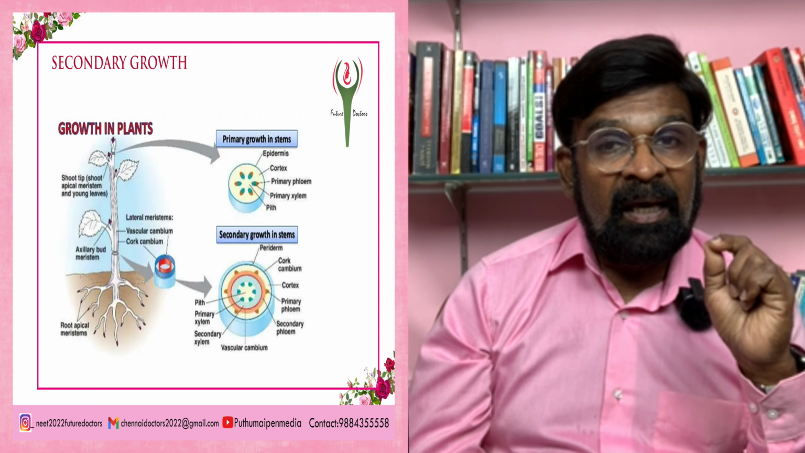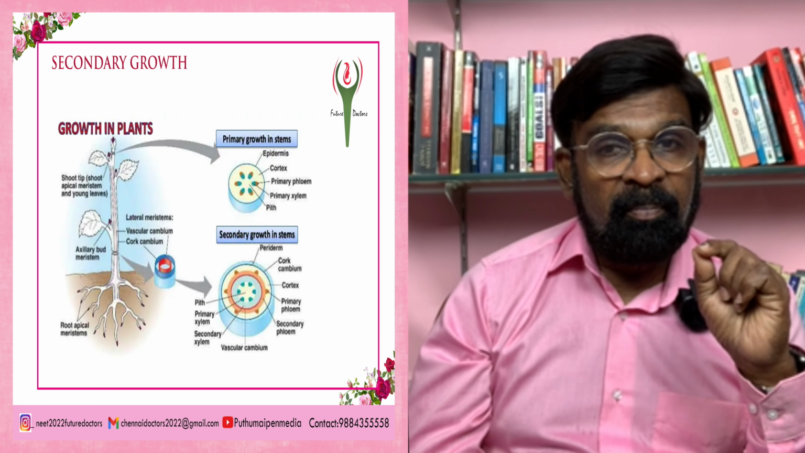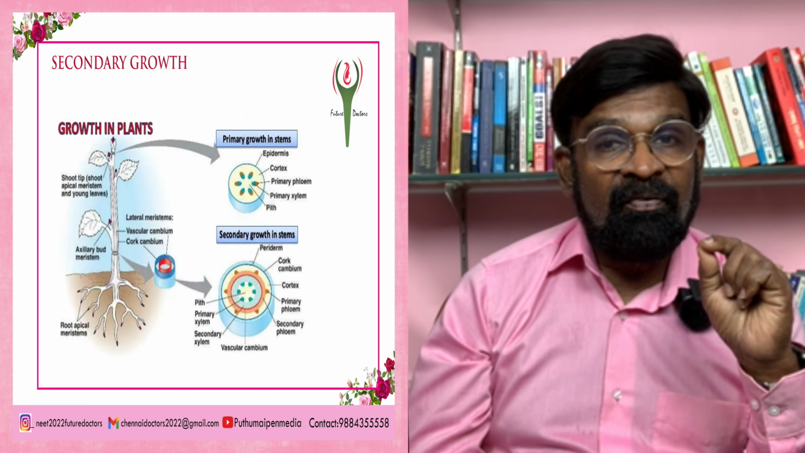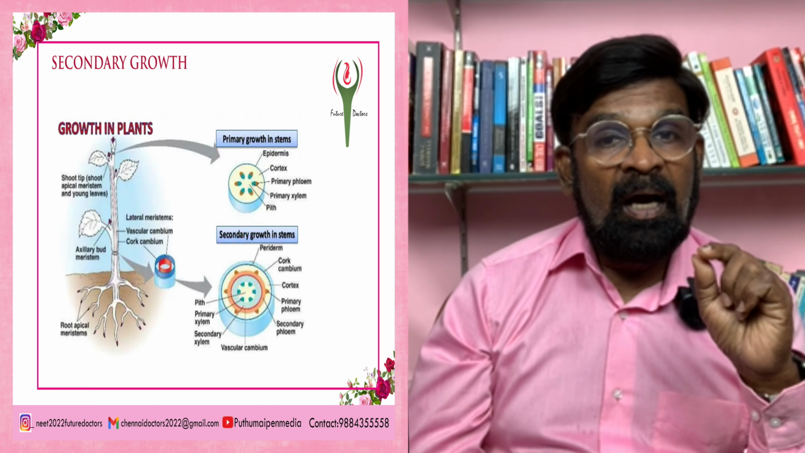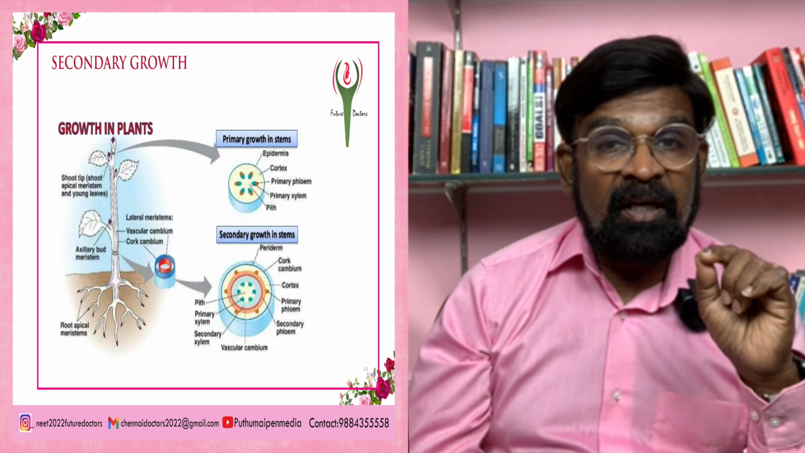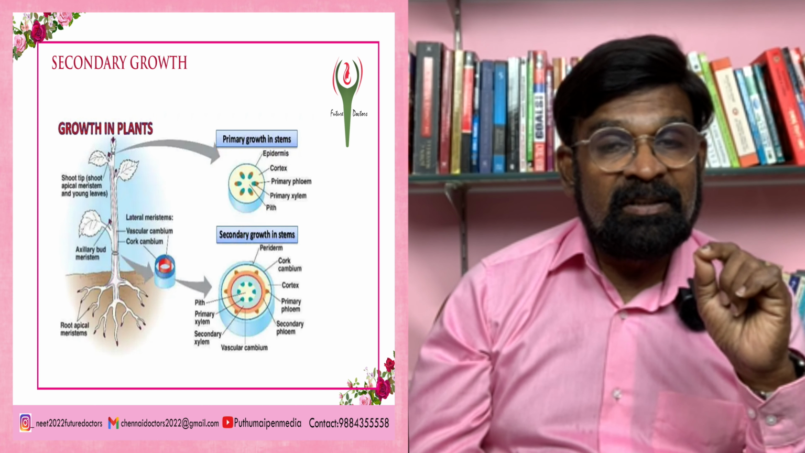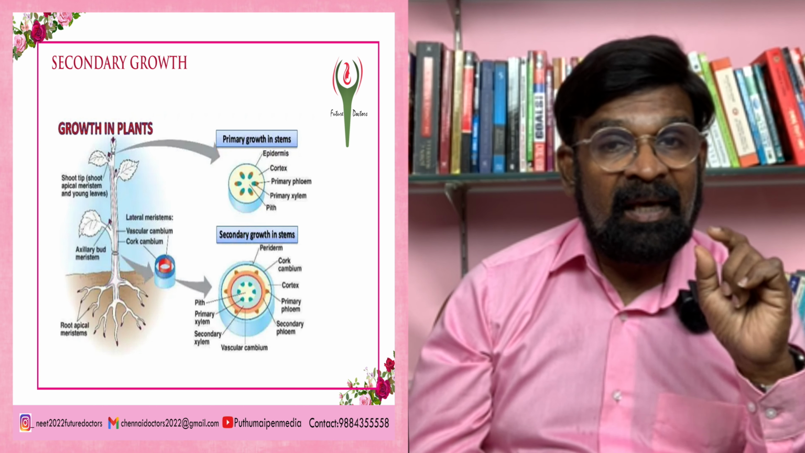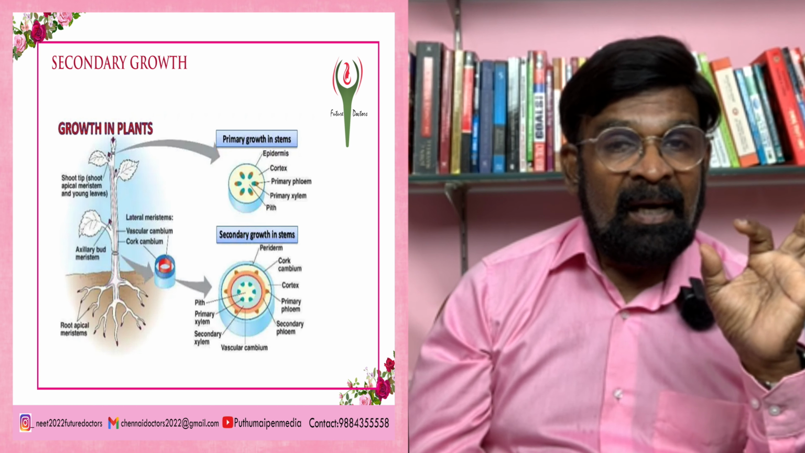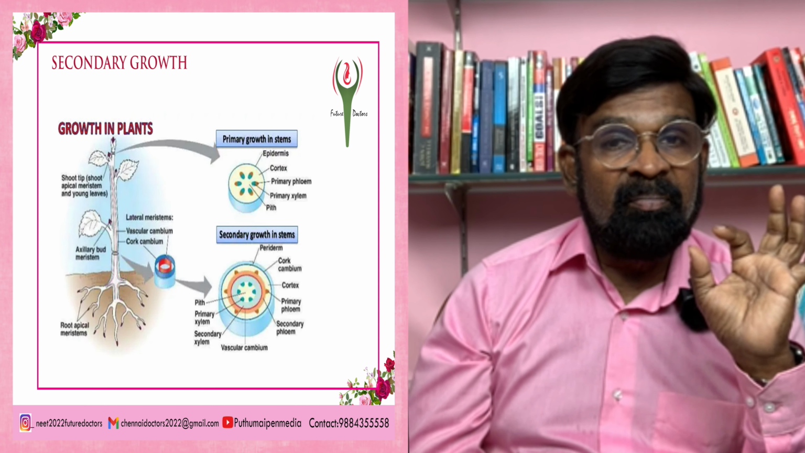Formation of cambium rings. The parenchyma cells of the primary medullary rays adjacent to the intravascular cambium undergo dedifferentiation and give rise to intervascular cambium. This joins the intravascular cambium of either side to form a complete ring of meristem called cambium ring.